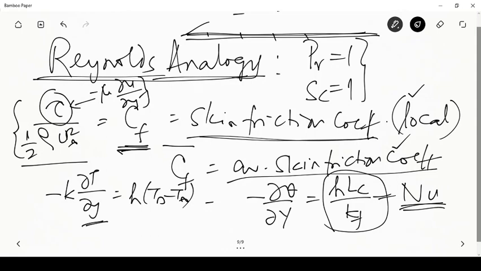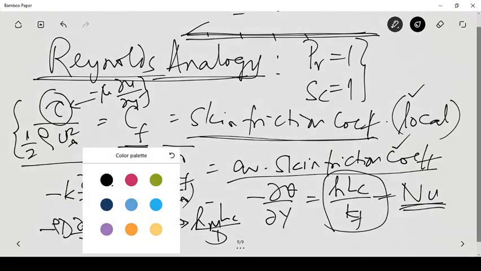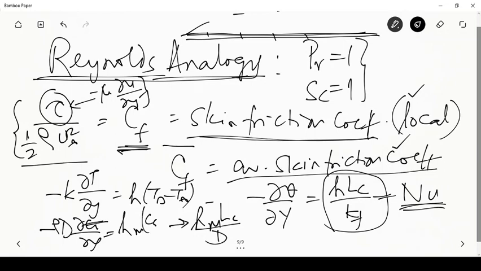Okay, and similarly, the non-dimensional mass flux can be defined in terms of mass transfer coefficient hm into Lc divided by D, where mass transfer coefficient is the quantity which is defined like minus D del Ci by del y is actually equal to hm into Cs minus C infinity. So in this, if I can redefine these quantities and bring them together, then I'll get hm Lc by D, which is normally called the Sherwood number.